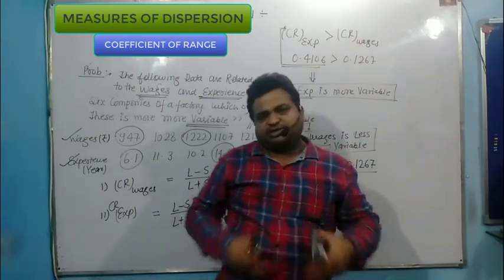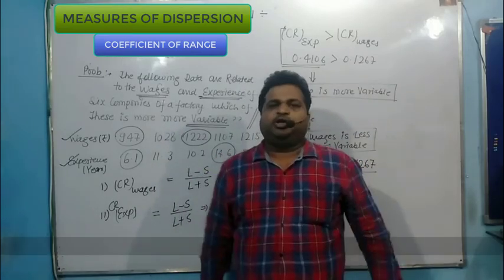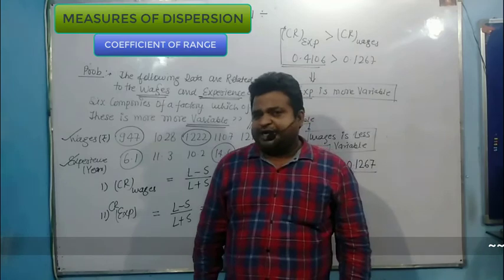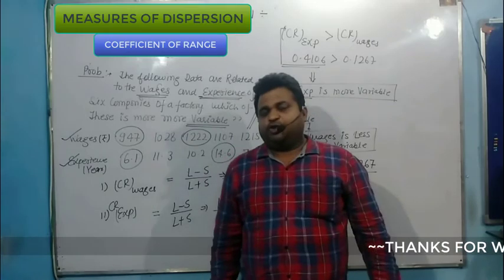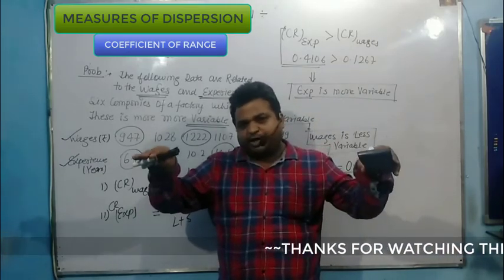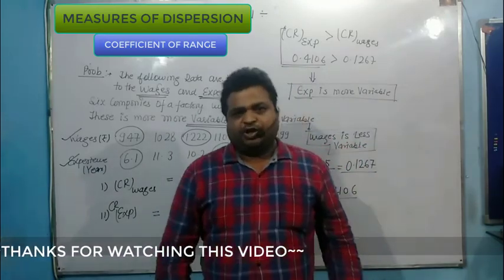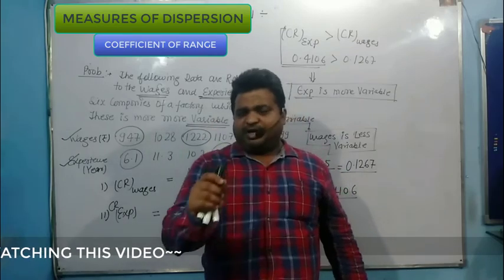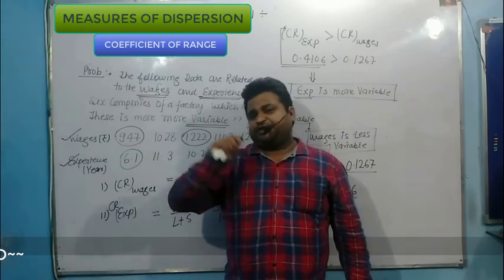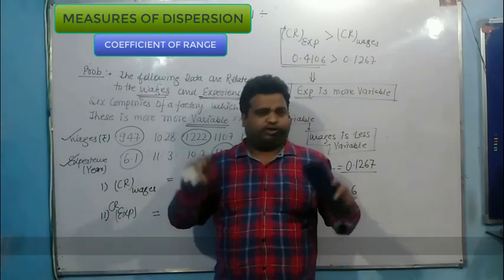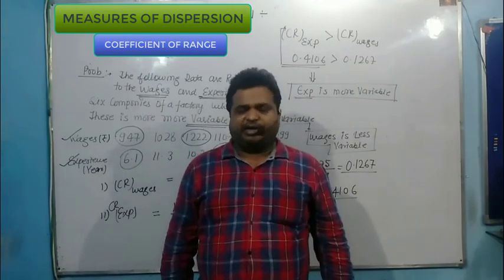Whenever you need to compare two things having different units, you always calculate the coefficient of range. The coefficient of range is unit independent, so it is important to calculate it for such comparisons. This is the application of the coefficient of range. I already covered how to calculate range for different data, discrete data, frequency distribution, the coefficient of range calculation, and the comparison also. So this is all about it. Now the next topic is interquartile range.